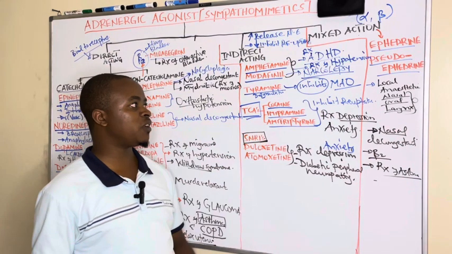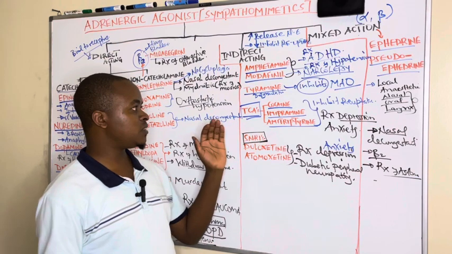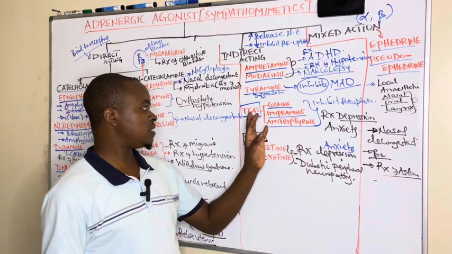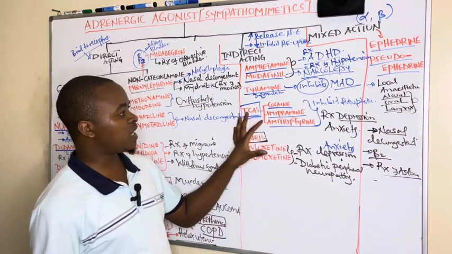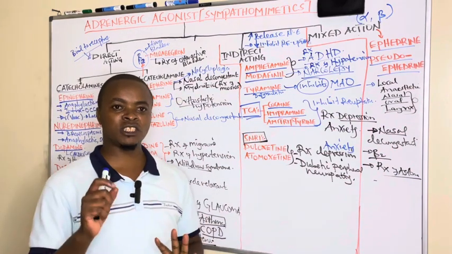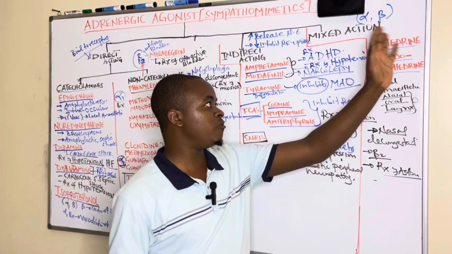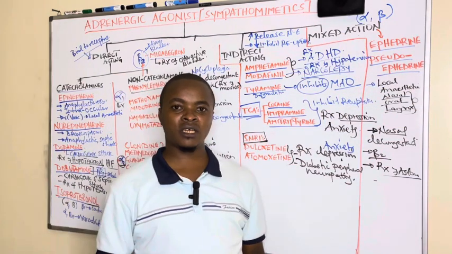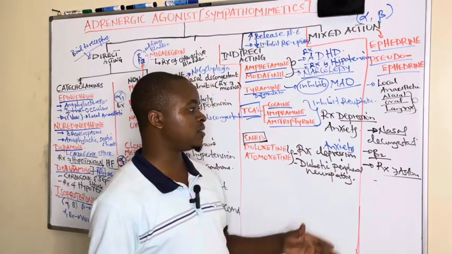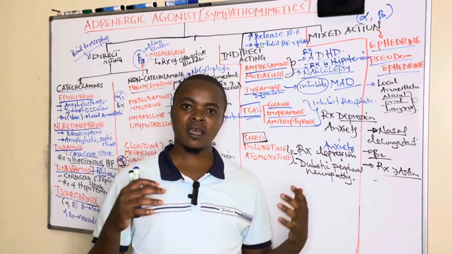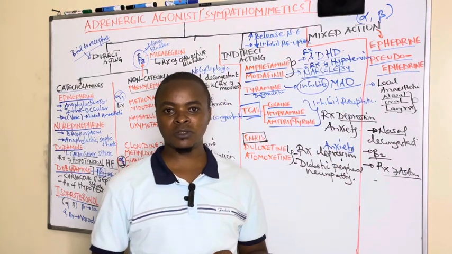And even in treatment of hypotension. Then we have seen those which inhibit reuptake, which we can use in the treatment of depression and anxiety. Then those with mixed actions are used as local anesthetics in mucous membranes, nasal decongestants, and treatment of bronchospasms.